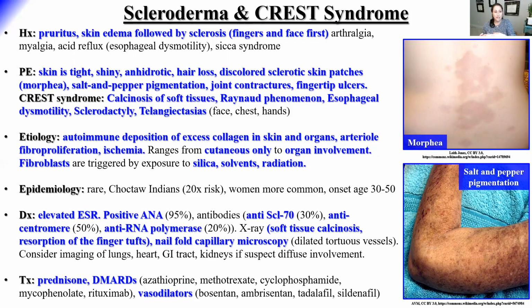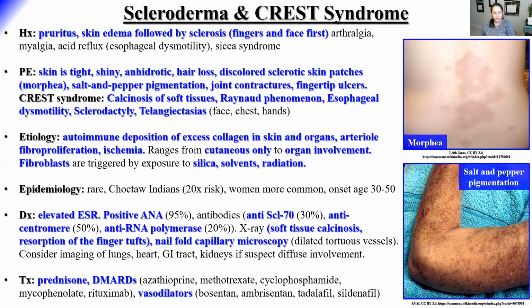What happens is the fibroblasts start depositing this collagen, and they've been triggered by something. So silica, solvents, and radiation, these are environmental exposures that we know cause these fibroblasts to go haywire and start depositing the collagen where it should not be.